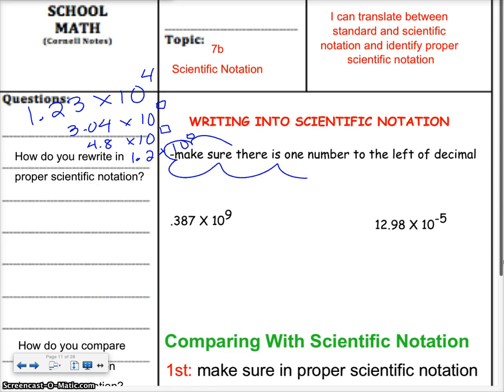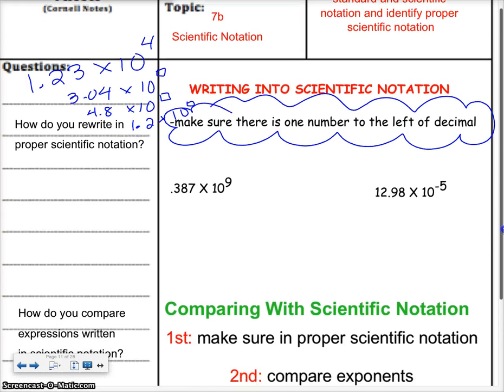So I want you to cloud off this little rule. Writing in scientific notation, sometimes it looks like it's in scientific notation, but it's really not. Look at this first example: 0.387 times 10 to the 9th. That looks like scientific notation. It is not scientific notation, because I don't have one digit to the left of the decimal. And proper scientific notation needs one digit to the left. So we have to convert it.